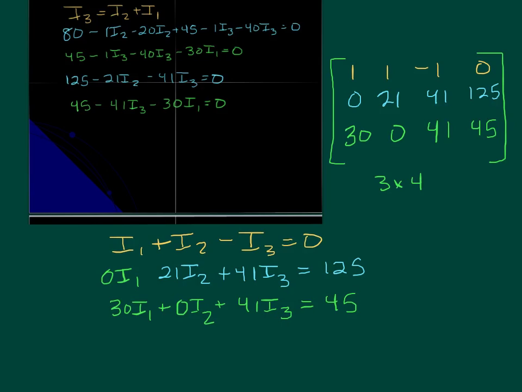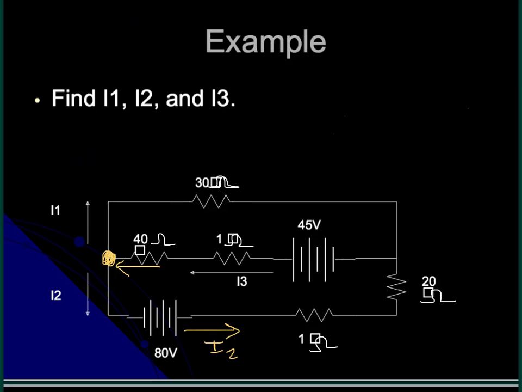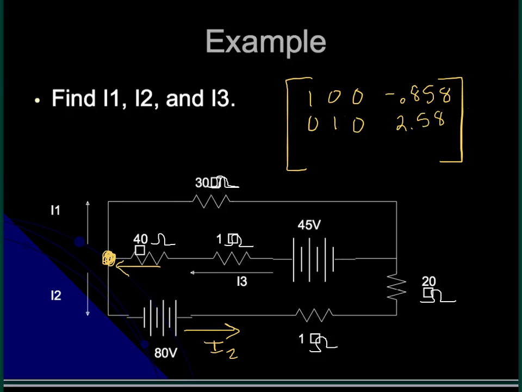So we're going to go ahead and put it into our calculator. And once we put that into our calculator, we're going to go RREF, and then the matrix name in my calculator is A. So I'm going to go RREF A. When we do that, our matrix answer comes out to 1, 0, 0, negative 0.858, 0, 1, 0, 2.58, and 0, 0, 1, 1.73, rounding off.